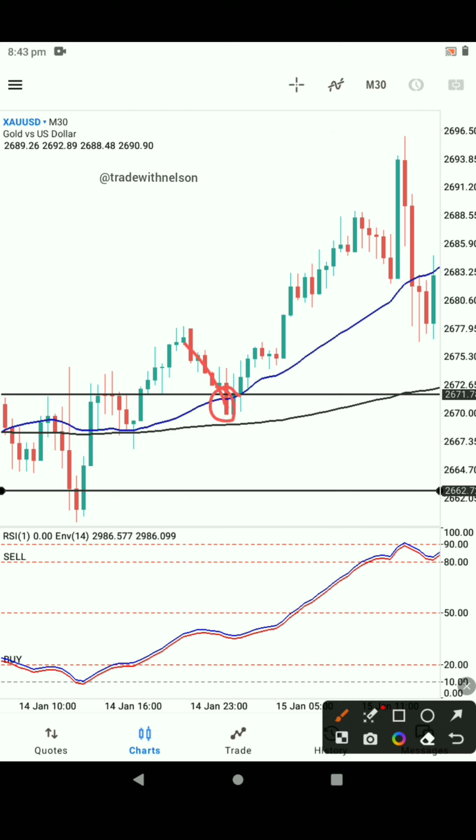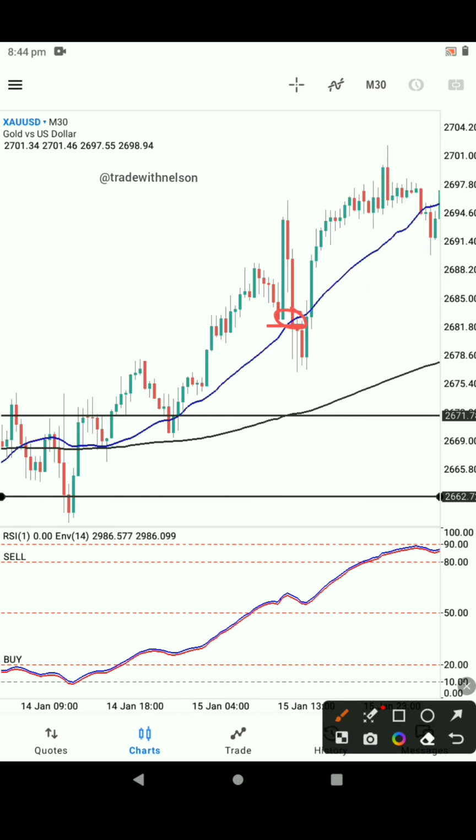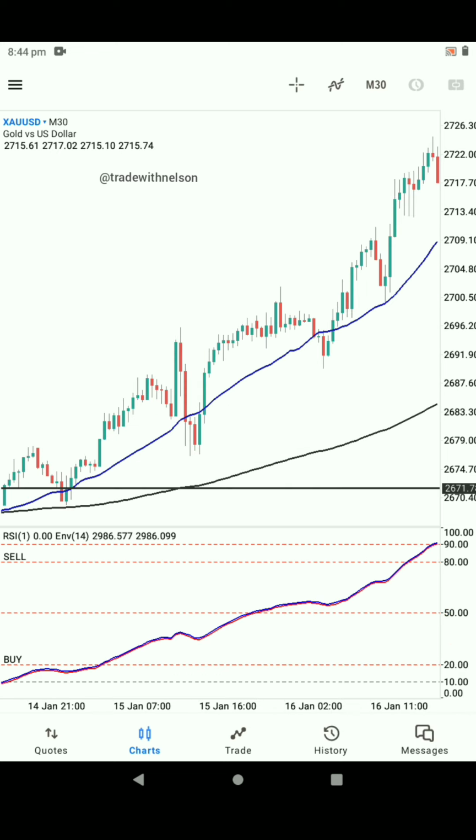Come back over here, closes below, then rejects at this point, pumps to the upside. So once we have the close, we enter our buy and then we hold our trade. So we have a close here, we can close our trade. But one thing you should know is that the black moving average is telling us that the market is still likely to go in an uptrend.